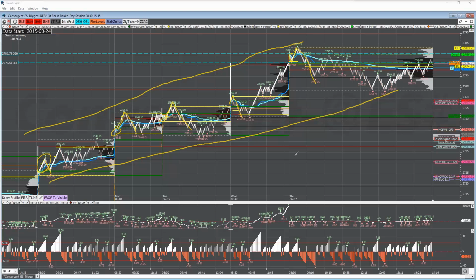What's happening here is that participants immediately go and seek sellers. So you have to flip the way you think of the market in order to understand the auction process. The market isn't moving up because it wants to get higher prices. What it's doing is moving up to find the opposing side.